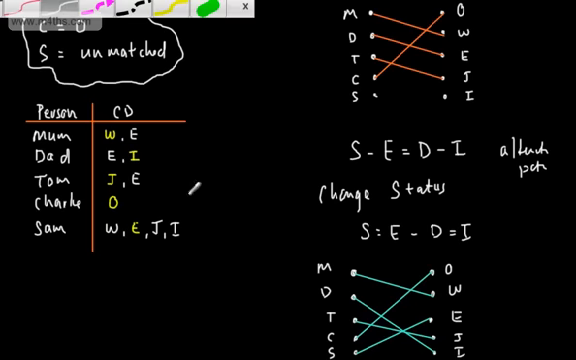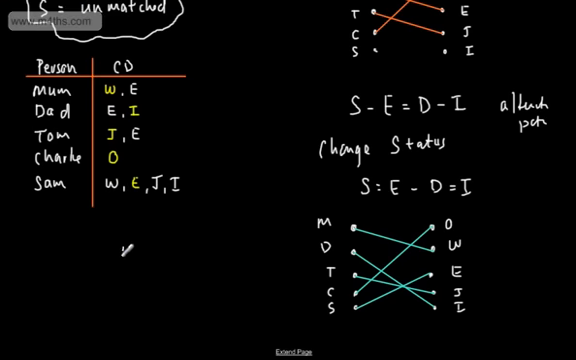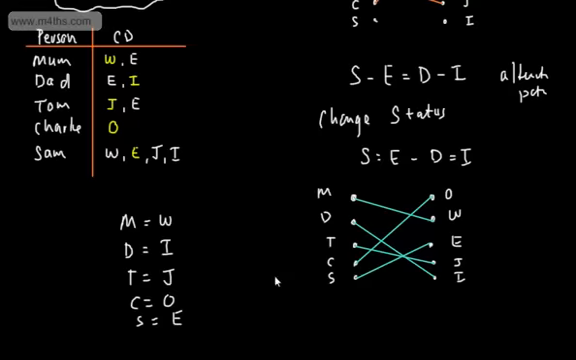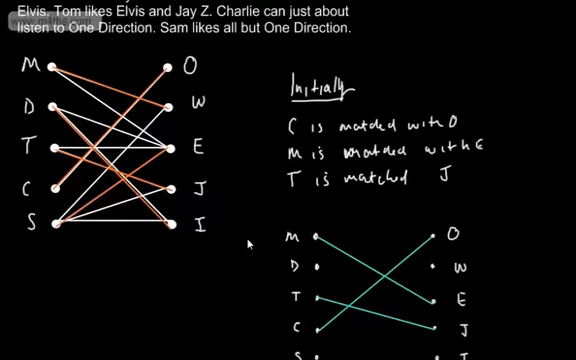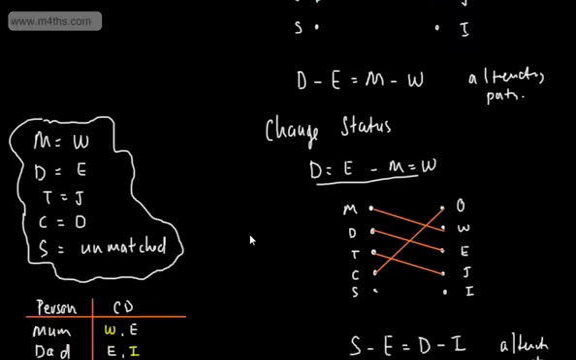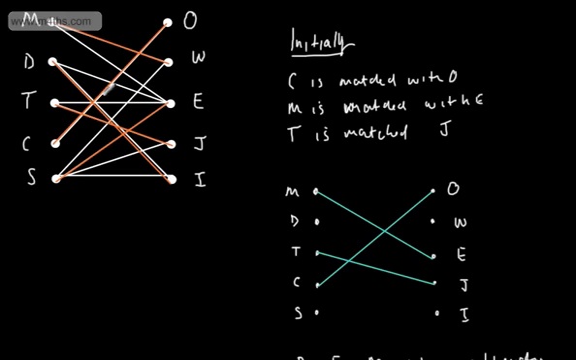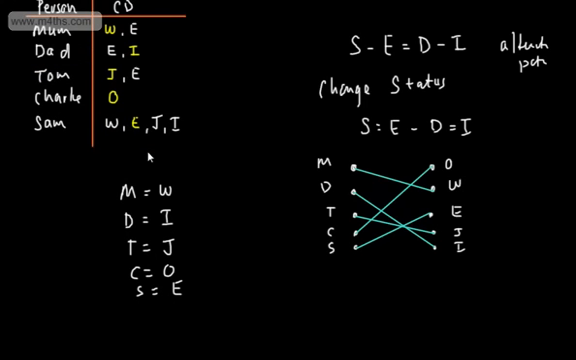Just to state our complete matching, we can see that M is equal to W, D is equal to I, T is equal to J, C is equal to O, and S is equal to E. If we look at that, that is yet another one. Now if we went back to my initial one, what did I do for my initial one? I can't even remember what I did. But in fact, here it is. This was the original one: D to I, S to E, M to W. So have we gone back to the original? Yeah, there we go.